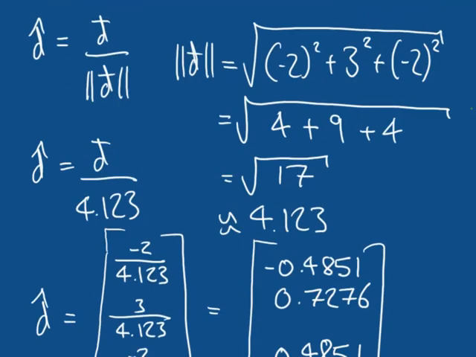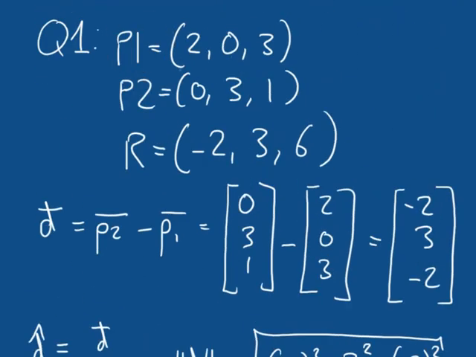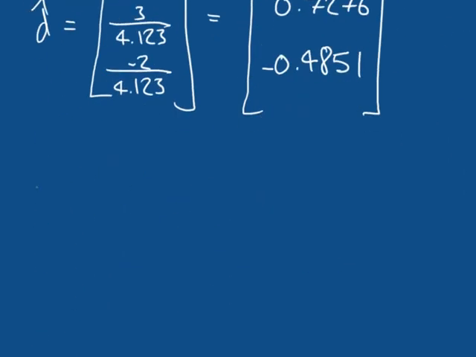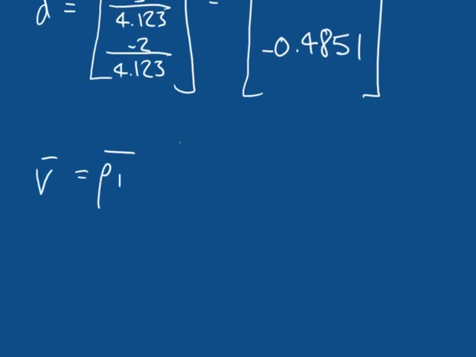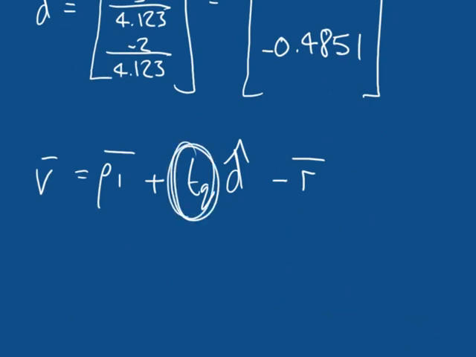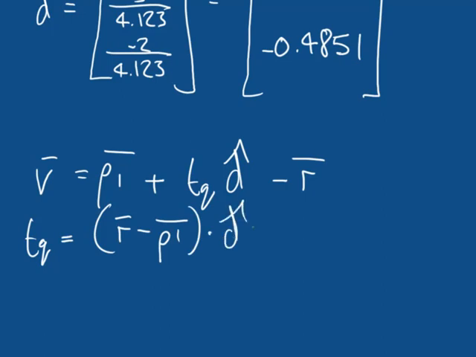We have the direction of the line, we have a point that the line passes through. Whether we choose point 1 or point 2 for that doesn't matter. I'm going to choose point 1, and we have a point that we're trying to find the distance of from the line. So you remember from our theory that we need to find the length of a vector V, which is given by, in this case I'm going to take P1, the position vector of one of the points that our line passes through, P1 plus TQ multiplied by our unit vector d hat, minus the position vector of the point that we're trying to find the perpendicular distance of. And we, of course, need to find that value TQ, and TQ is given by our vector R minus our vector P1 dotted with our vector d hat.